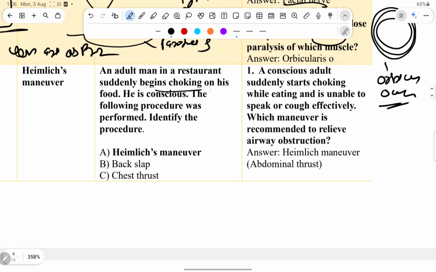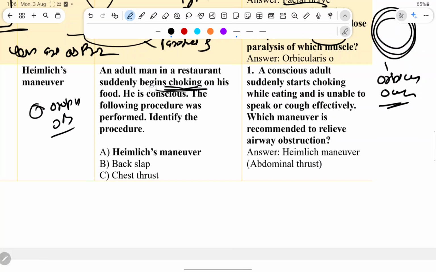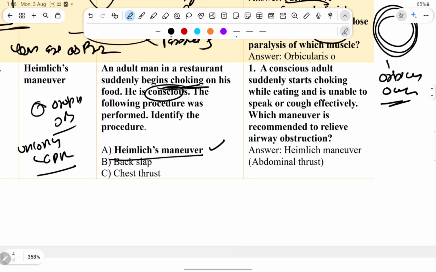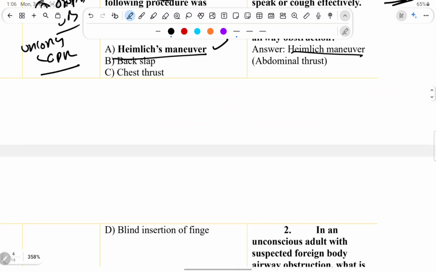An adult man in a restaurant suddenly begins choking due to oropharyngeal obstruction. He is conscious. If it were mentioned that he is unconscious, we would initiate CPR. Since he is conscious, we will do the Heimlich maneuver, that is, we give abdominal thrusts. A conscious adult starts choking while eating and is unable to speak and cough effectively; the answer is the Heimlich maneuver, which includes abdominal thrusts.